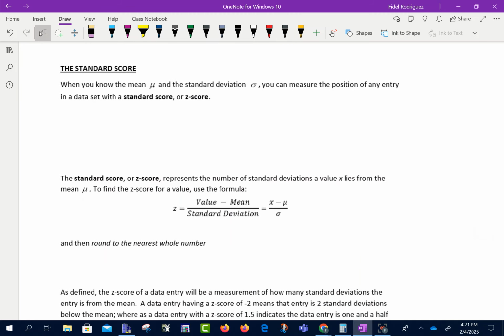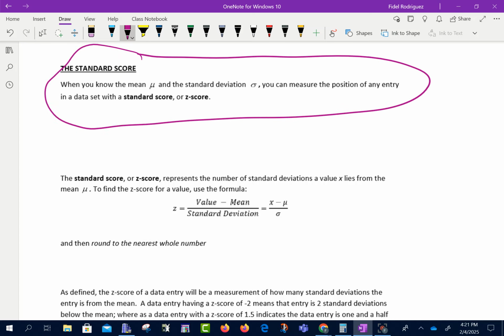We're going to talk about something called the standard score. There is a formula for the standard score, and I'm going to tell you how we're going to use this. The standard score says we take a particular value minus the mean, and divide it by the standard deviation.